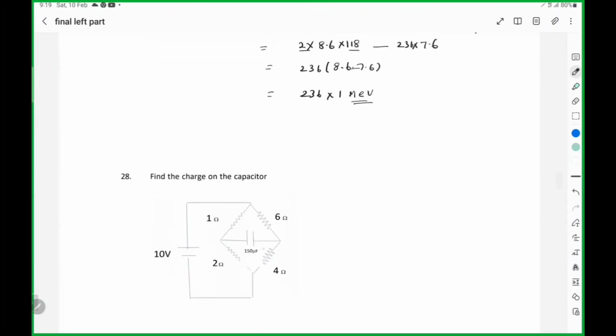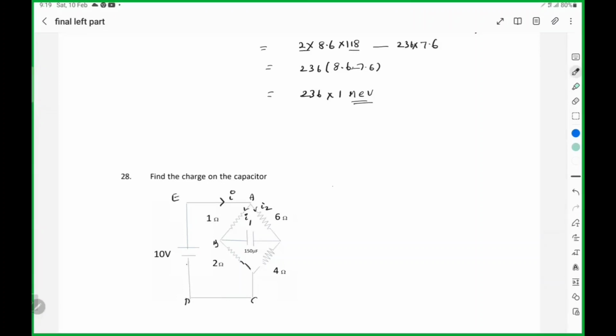Here, find the charge on the capacitor. Something is not given. It is a problem related to steady state. High current passes through this. Here it will be divided. Across this resistor, let us assume I1 current passes through it. Across this resistor, I2 current passes. Let us name the points A, B, C, D, E.